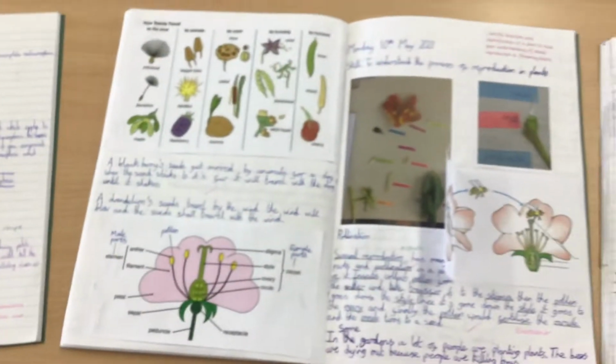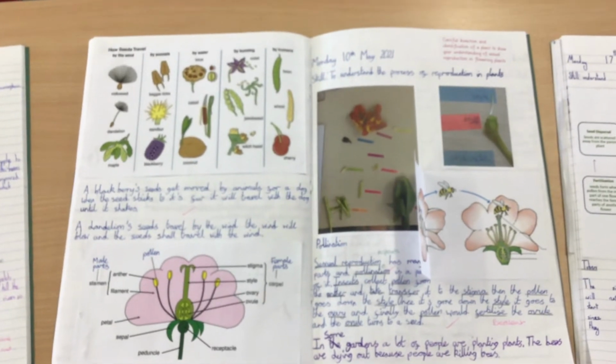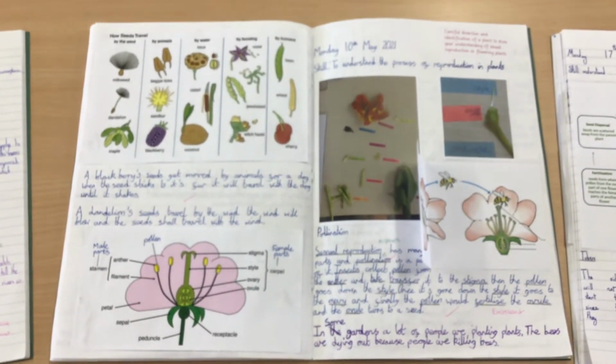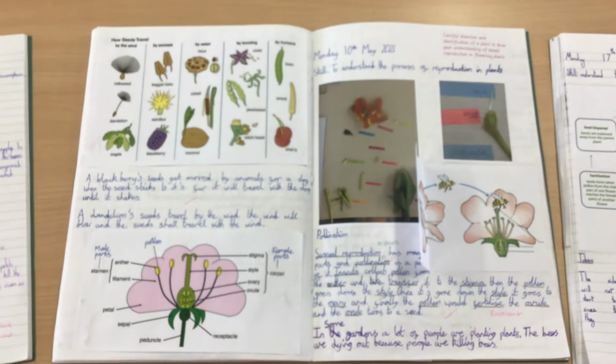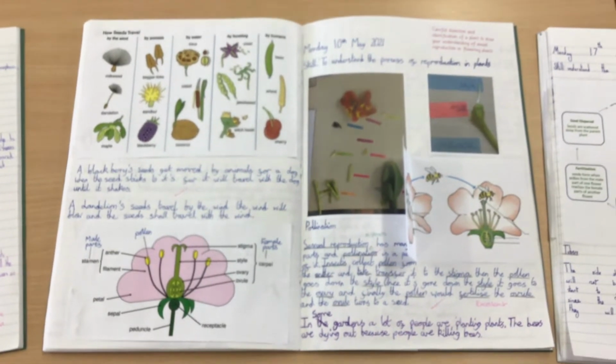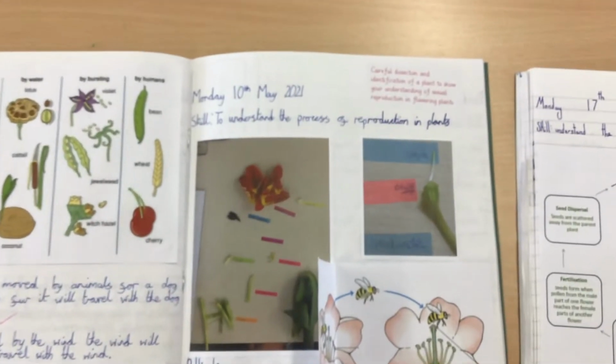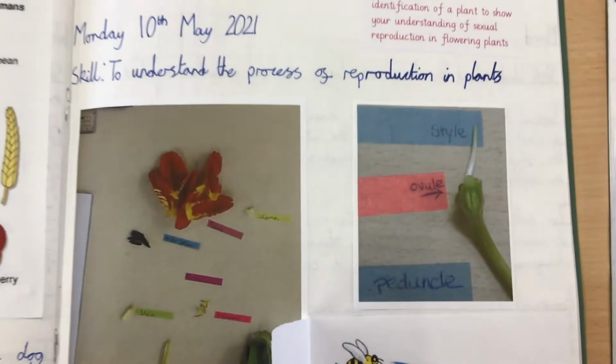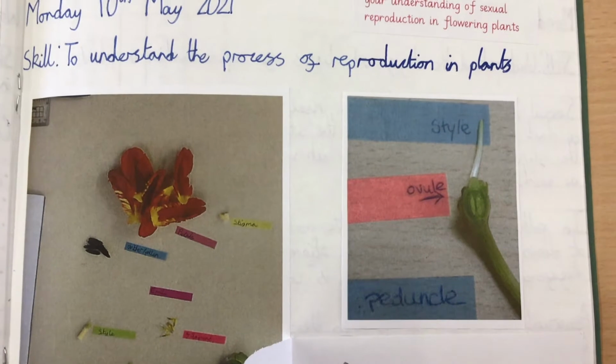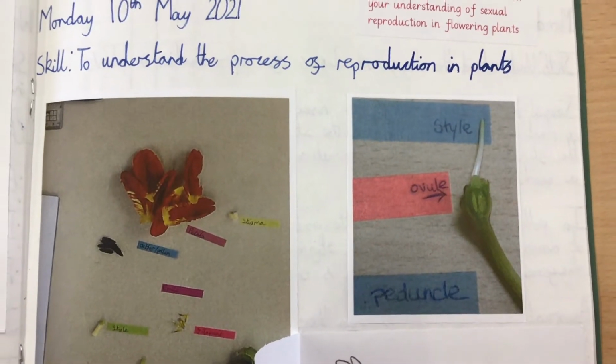We then moved on to looking at pollination, how seeds are dispersed, and we did the fantastic task of dissecting a flower. We were fortunate enough to be able to see right inside an alstroemeria, and you could actually see the ovule, which is quite rare.